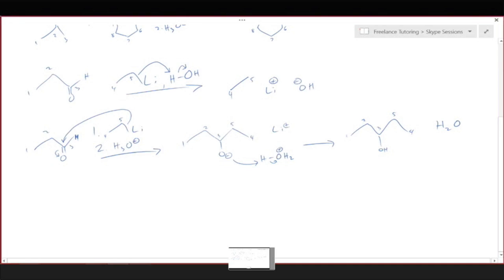Okay, excellent. Very good. So point to the nucleophile. Do you remember what we call that type of molecule? Yeah, alkyl lithium. That's good that you remembered that. That's called an alkyl lithium.